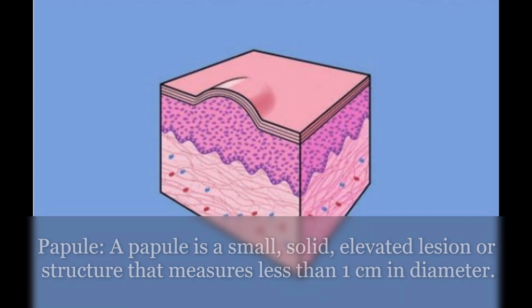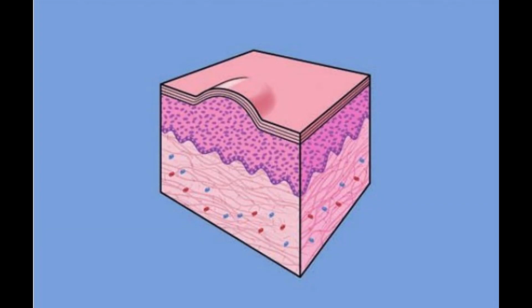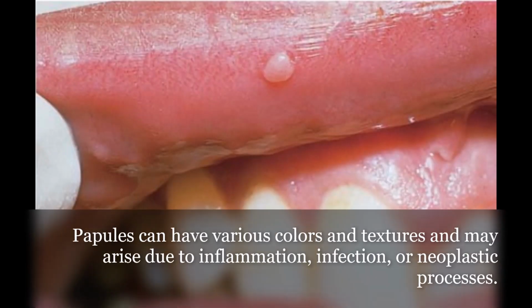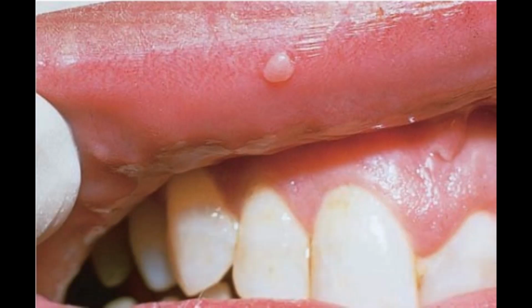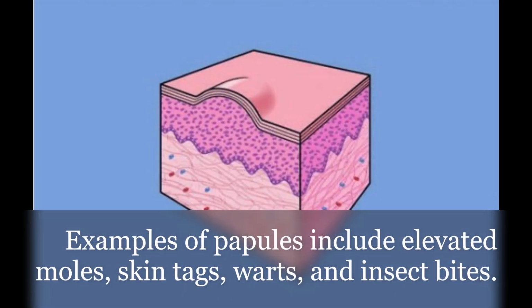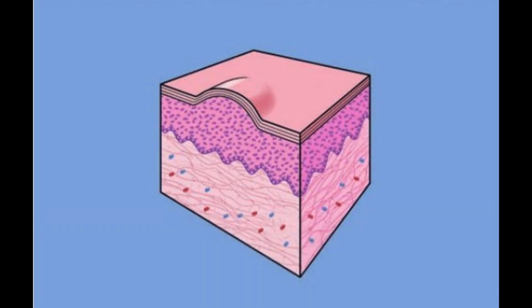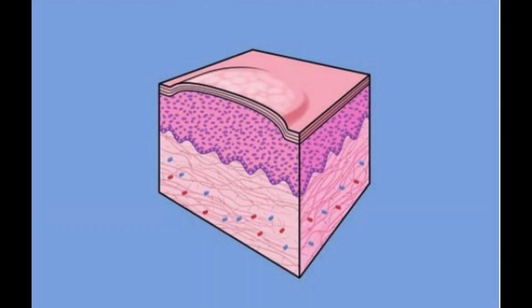Papule. A papule is a small, solid, elevated lesion or structure that measures less than 1 centimeter in diameter. Papules can have various colors and textures and may arise due to inflammation, infection, or neoplastic processes. Examples of papules include elevated moles, skin tags, warts, and insect bites.